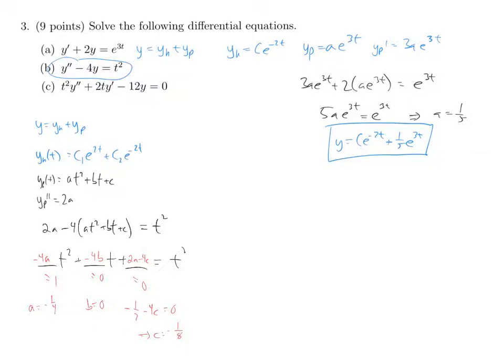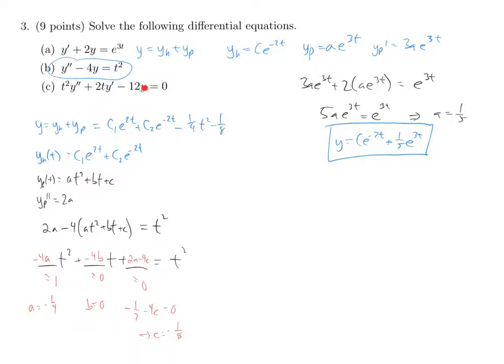So that means our solution up here is going to be c1 e to the 2t plus c2 e to the minus 2t minus 1/4 t squared minus 1/8.